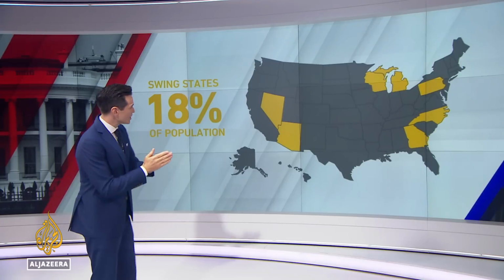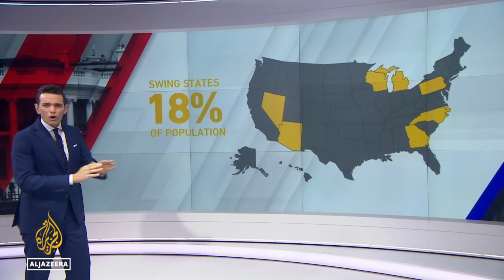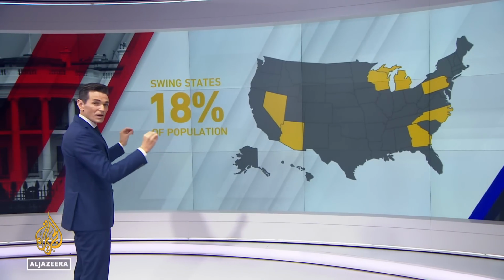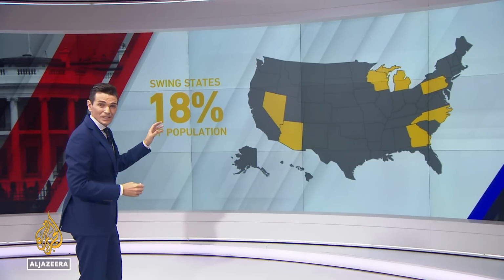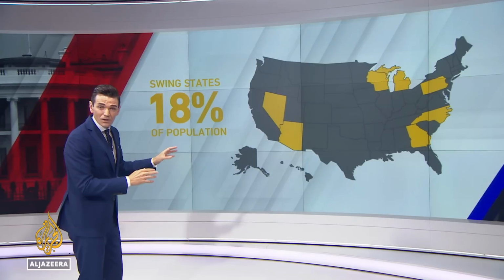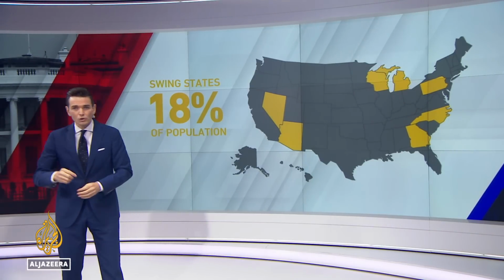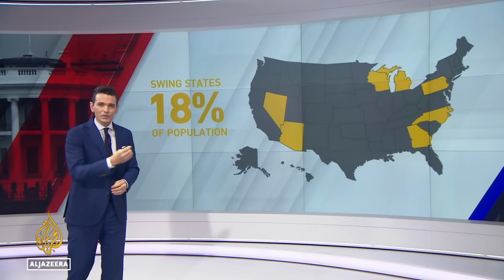In every close election, the presidency boils down to just a handful of states. Around the country, there are 244 million people eligible to vote, yet it is these 7 yellow states, swing states here, only about 18% of the total population who ultimately decide the winner.